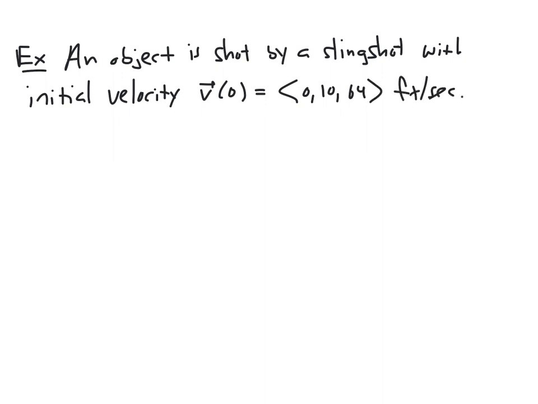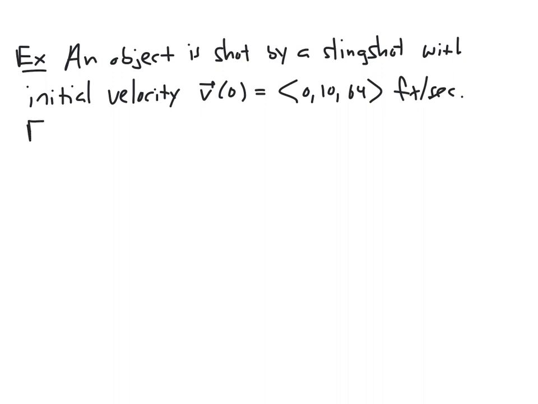Okay. So notice this means that this initial velocity is telling us not only the speed, which we could compute with the magnitude of this vector, but it's also telling us which three-dimensional direction we're shooting the object in. 0 along the x-axis, 10 along the y-axis, and 64 along the z-axis. So we're shooting this pretty far up in the air.